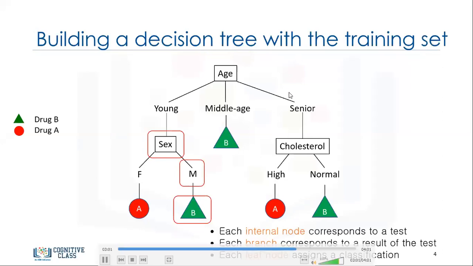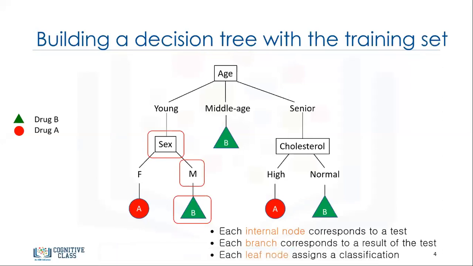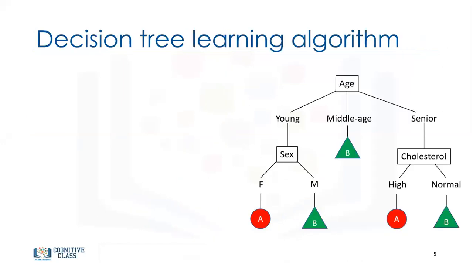Each leaf node assigns a patient to a class. Now the question is, how can we build such a decision tree? Here is the way that a decision tree is built.